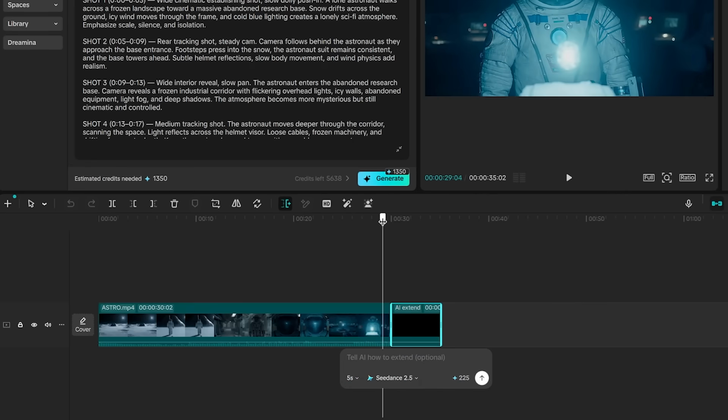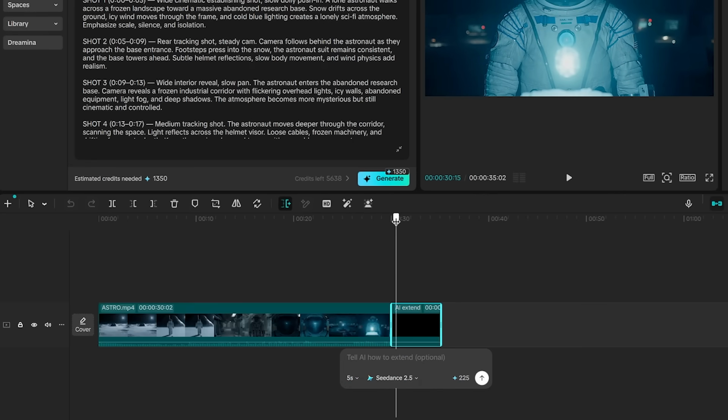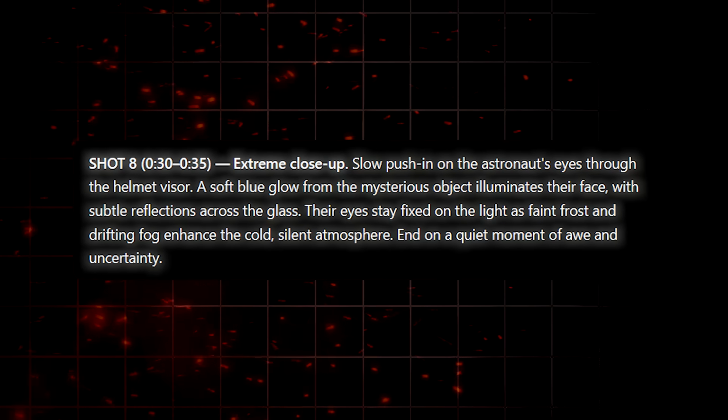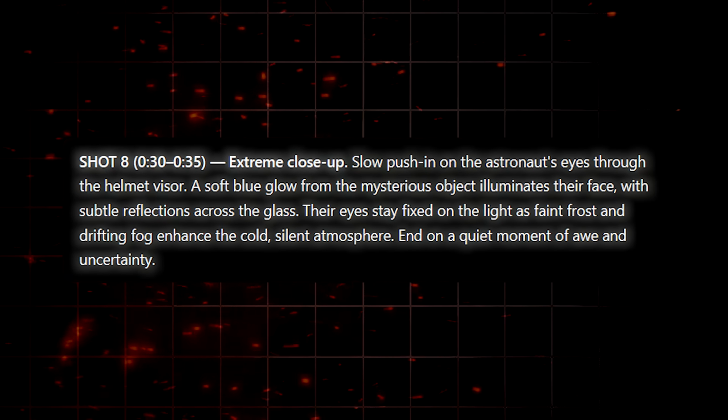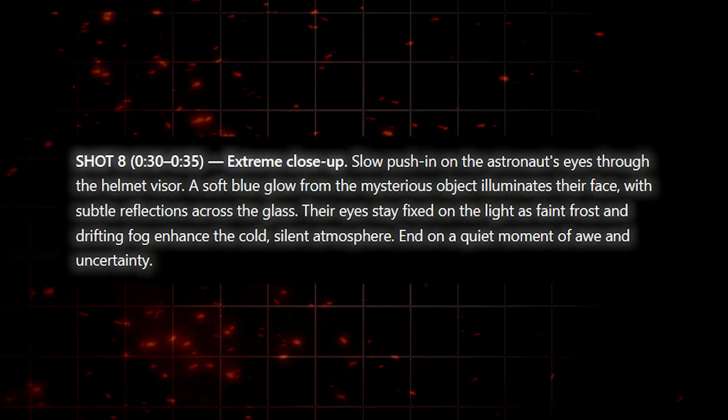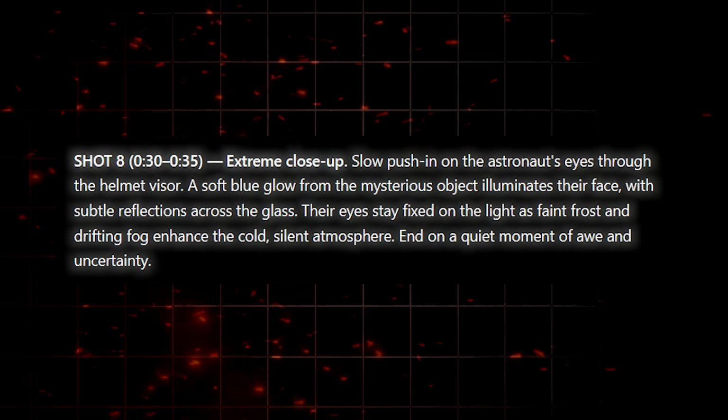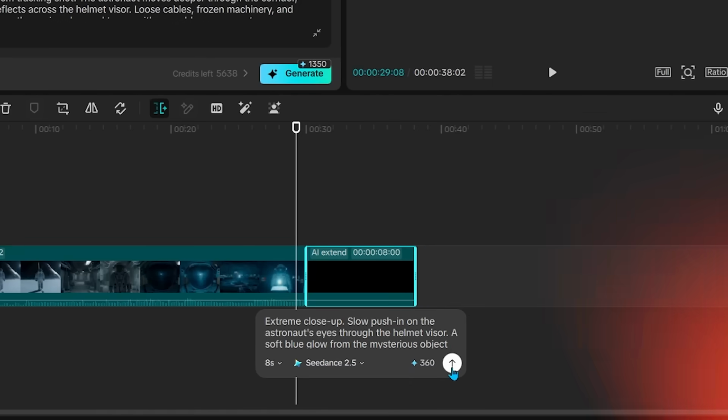I'm gonna scrub through the timeline. So we have kind of a close-up shot. All right, so what I'm thinking is an extreme close-up, and it's a shot of the astronaut's eyes within their helmet visor. And we're gonna see a soft blue from the mysterious object in front of them, illuminating their face. Okay, I'm gonna go 8 seconds long. Let's submit.